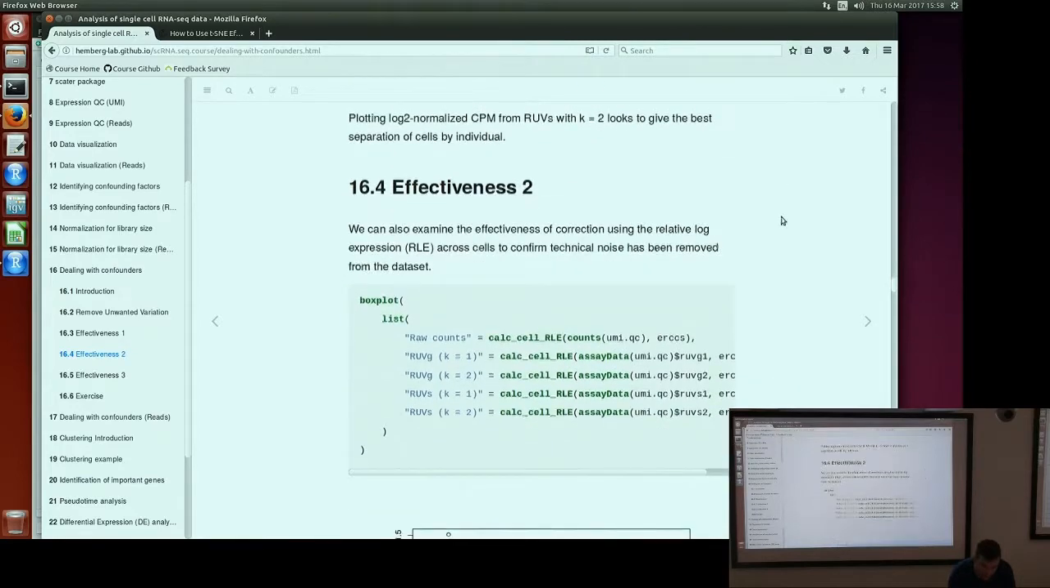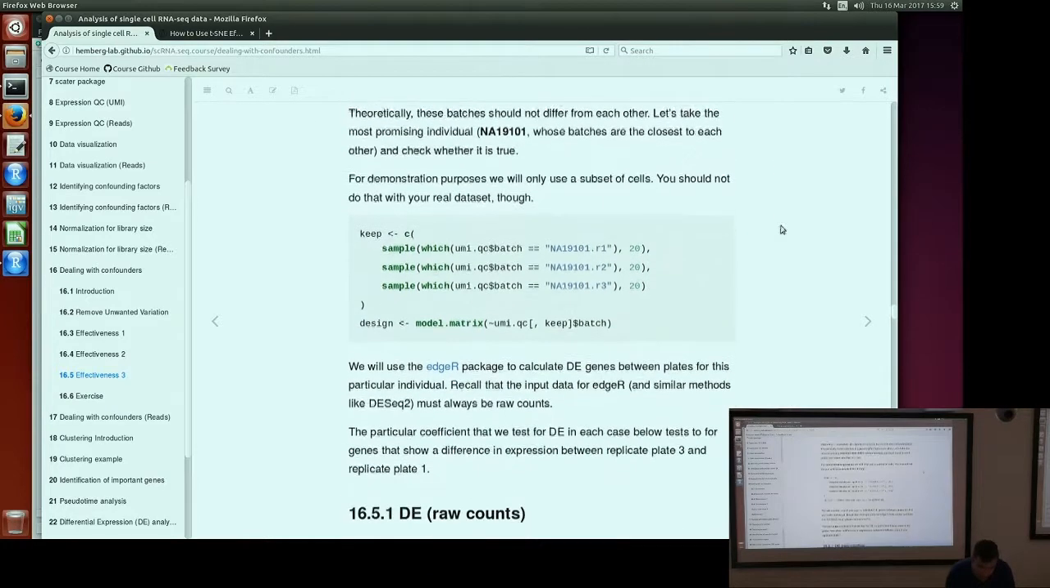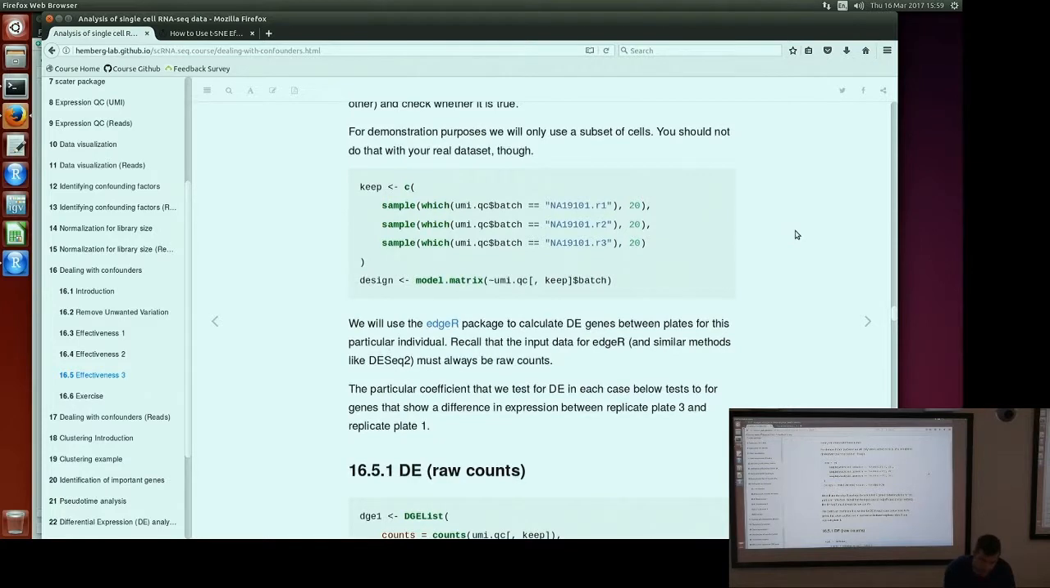And so what we'll do is, among the batches of cells, so batches from this individual, we'll see how many differentially expressed genes we can find with different normalization approaches, or adjustment approaches in this case. So here we're going to take just a subset of cells to make things run a bit quicker. Of course, if you were doing this in practice, then you would not want to do that. You would want to retain all your cells to get the most.